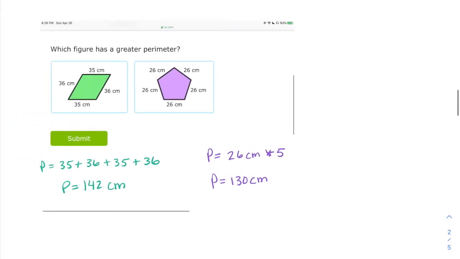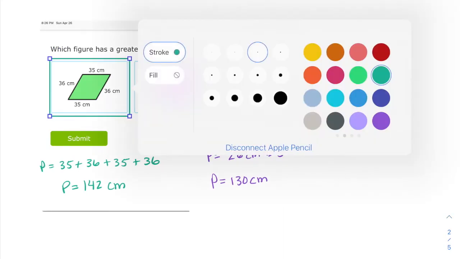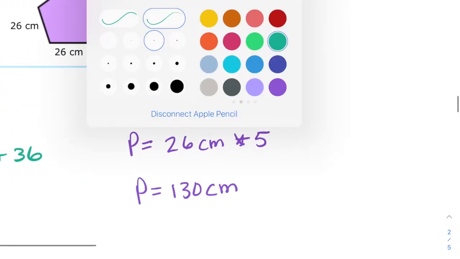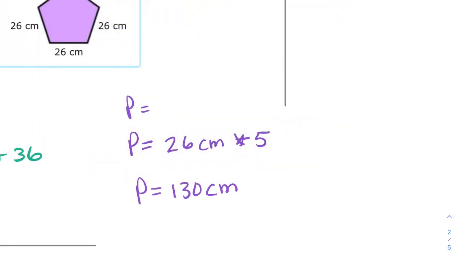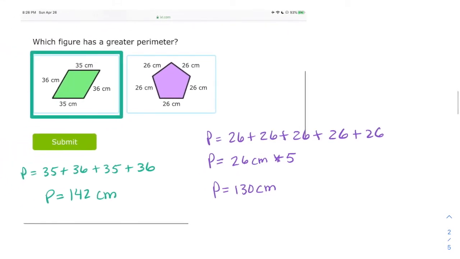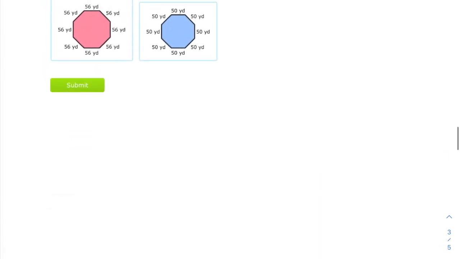So it appears that this one on the left-hand side actually has more perimeter. And if you want to see this out, I can do that. 26 plus 26 plus 26 plus 26 plus 26.